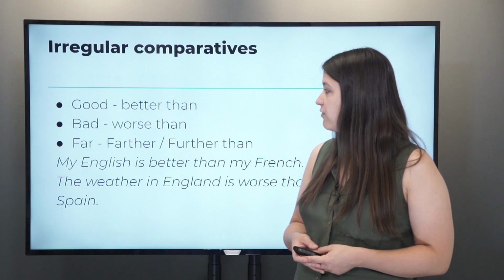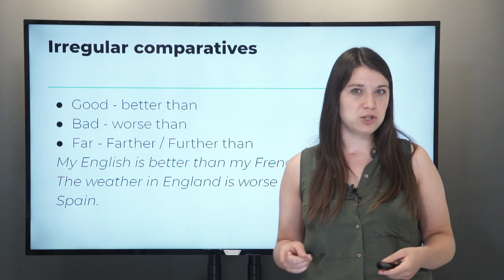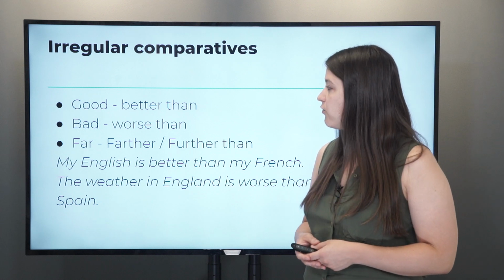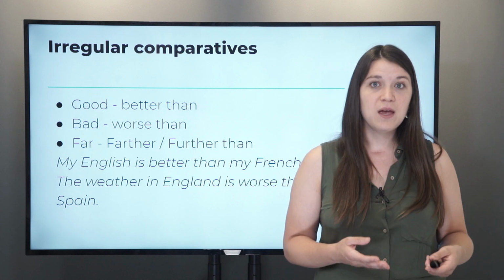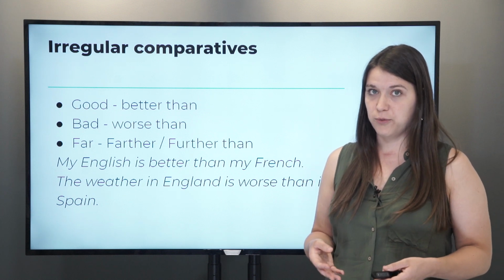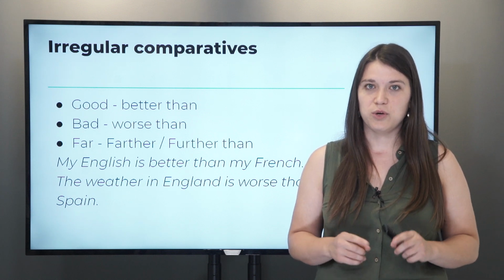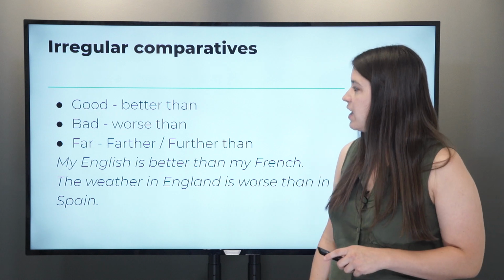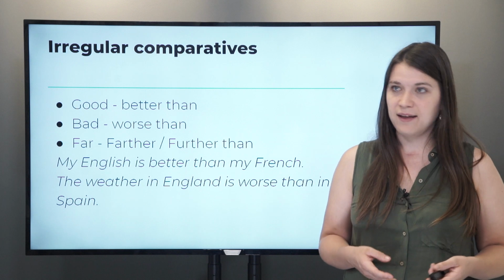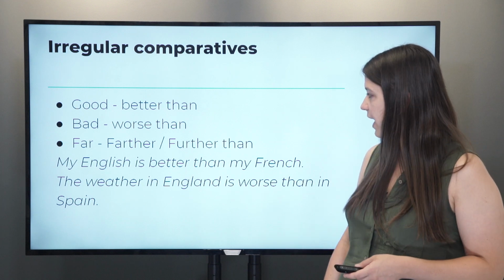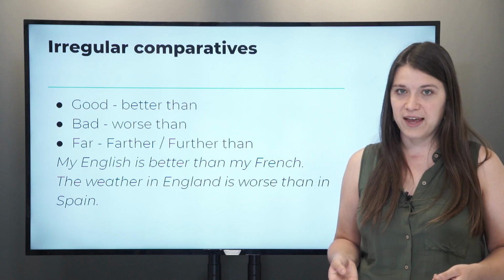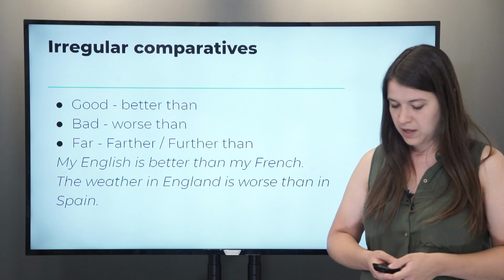And the adjective far, this is a bit of a special case because there are two options. So far becomes farther with an A or further with a U. I'll show you the distinction there in just a minute. So let's look at some examples. My English is better than my French. The weather in England is worse than in Spain.